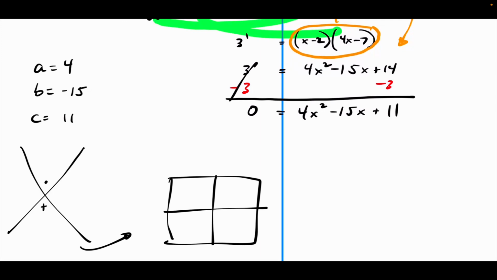Okay, so 4 times 11 is 44. Negative 15 goes down here. So now I got to come up with the two numbers that make 44. I can divide it by 2, so 22 and 2. 11 and 4. I think 11 and 4 are the ones. They just have to be negative to make negative 15. 4x squared, positive 11, negative 11x, negative 4x.